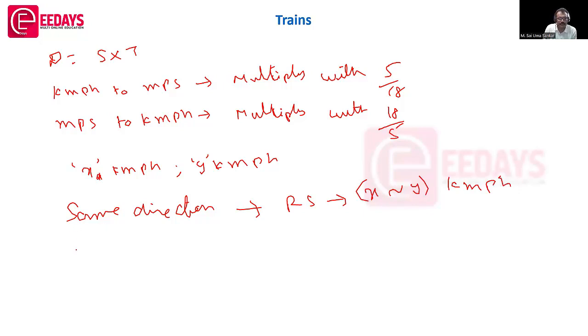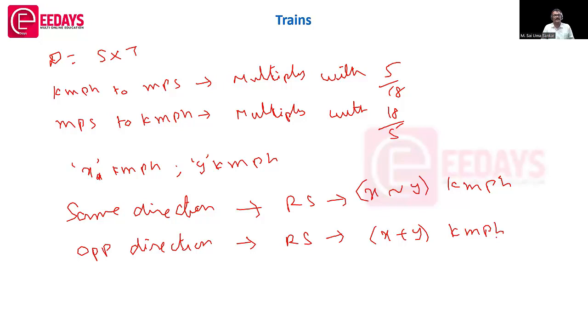Okay, if both are moving in the opposite direction, then what is the relative speed? That is the sum of the speeds, x plus y kilometers per hour. Okay, if both are moving in the same direction, then what is the relative speed? The difference of the speeds. If both are moving in the opposite direction, then what is the relative speed? The sum of the speeds.